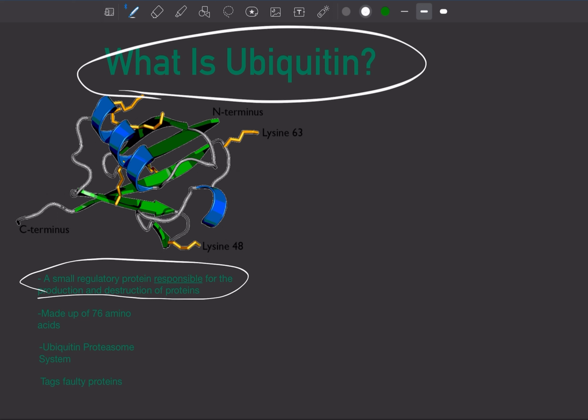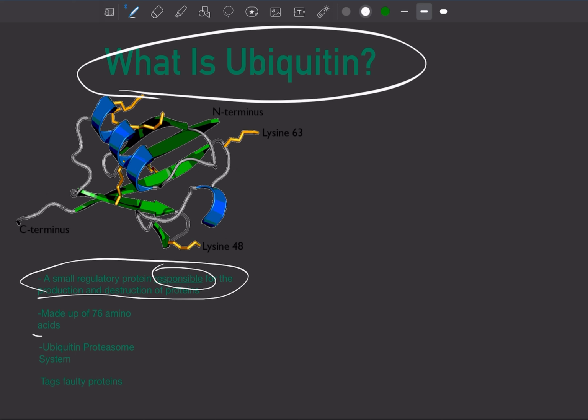So it is able to help. Notice how I say help, and it'll make sense why I say this later. It helps in the production and destruction of proteins. It isn't 100% responsible, but there is some responsibility there. And again, I'll get there later.